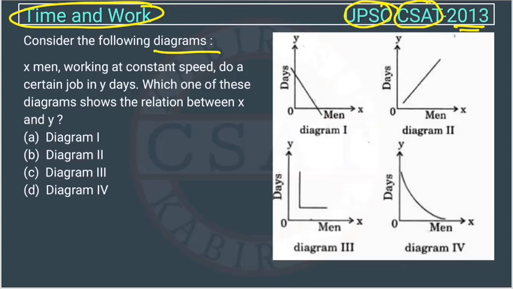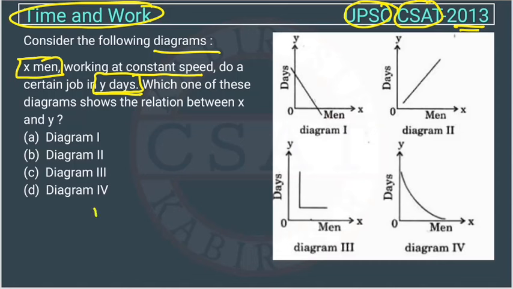So X men working at constant speed do a certain job in Y days, right? So on the X-axis they have given the number of men, and on the Y-axis they have given the days. Which one of these diagrams shows the relation between X and Y days? So what is the relation? See, this is very simple.